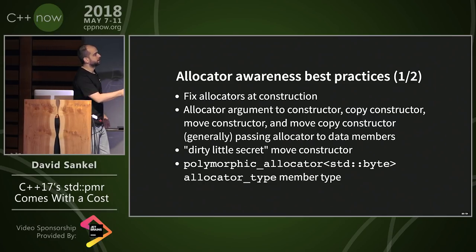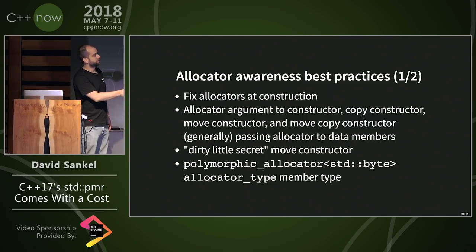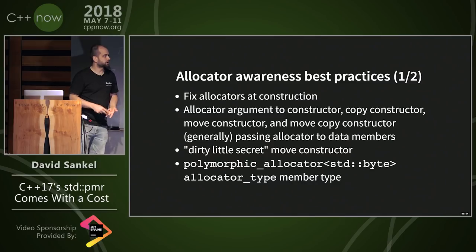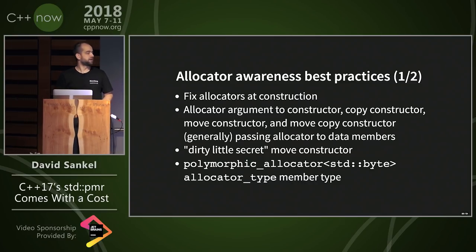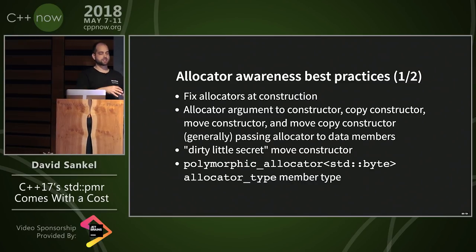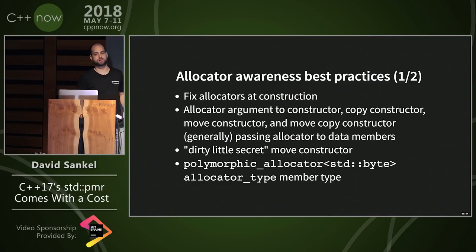Don't do it. You pass an allocator argument to the constructor, the copy constructor, the move constructor, the move copy constructor, and generally what you do is you take that allocator and you pass it to your data members. Make sure you have your dirty little secret move constructor. Otherwise, you're going to have terrible performance if you try to put this thing into a standard vector.